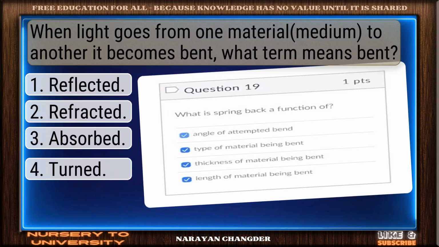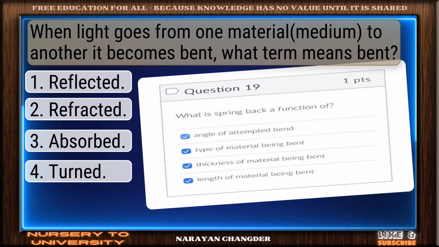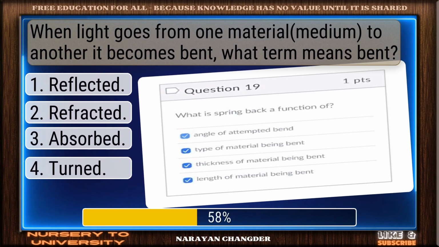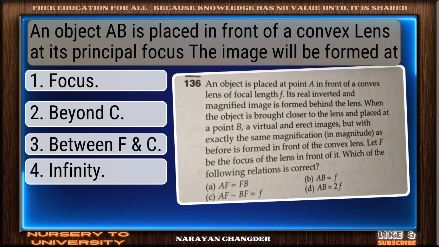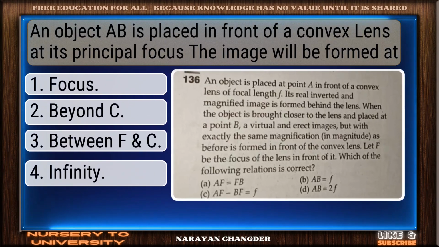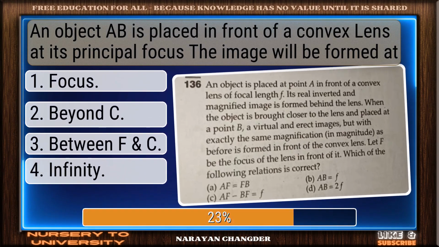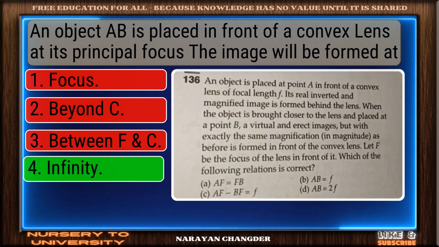When light goes from one material to another, it becomes bent. What term means bent? Valid point. Refracted is true. An object AB is placed in front of a convex lens at its principal focus. The image will be formed at... Bravo! Infinity is the answer.